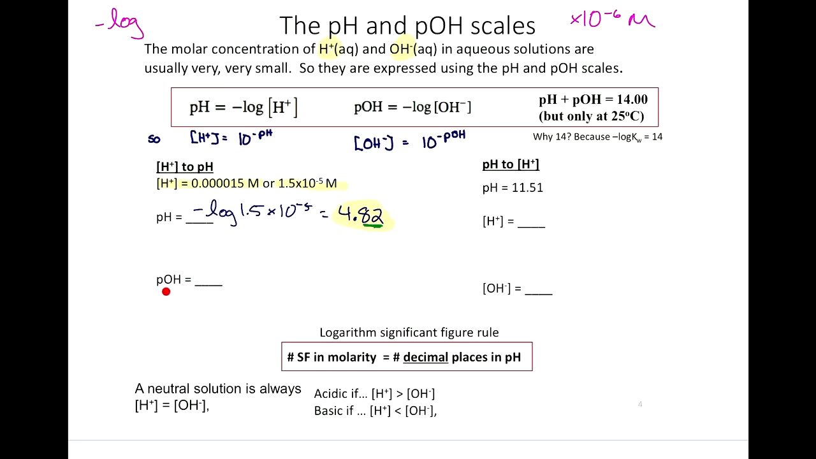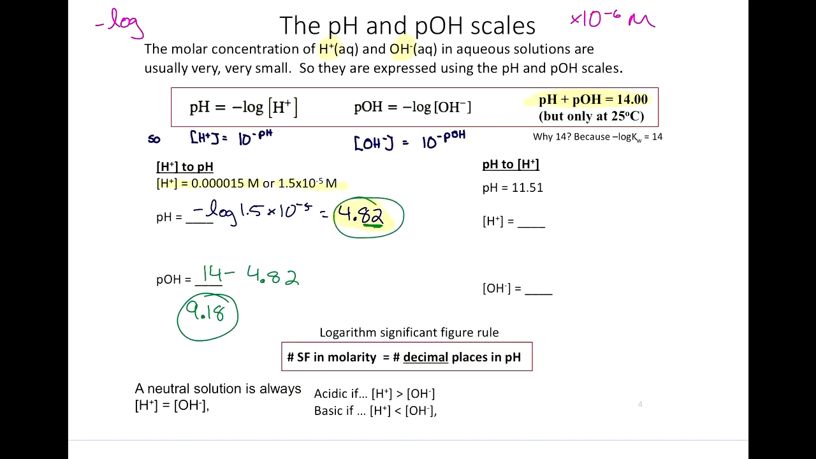How should we get our pOH then? If you look at all of these boxed equations, the one that we probably want to use is pH plus pOH equals 14. Since we have our pH value, we can just simply subtract it from 14. So 14 minus 4.82, we get something like 9.18 would be our pOH value there. And so both those numbers do add up to 14.